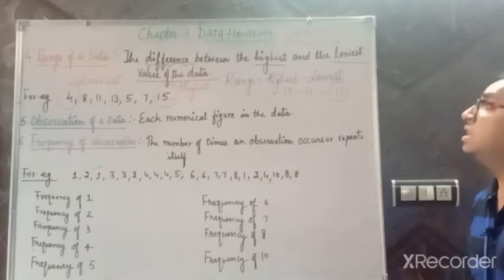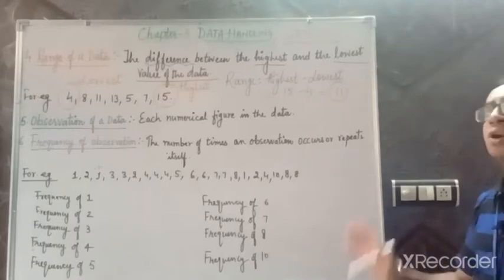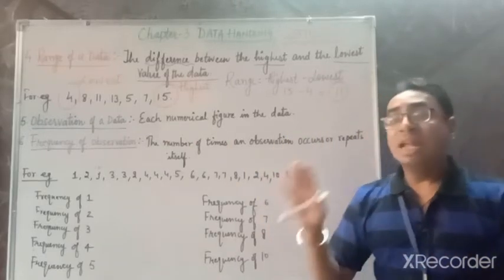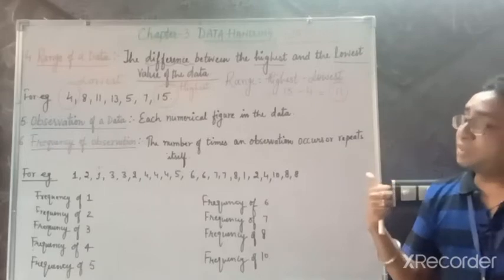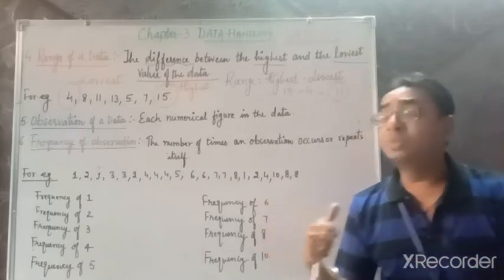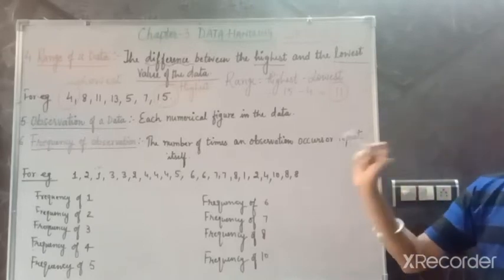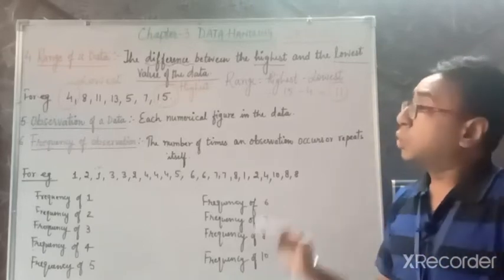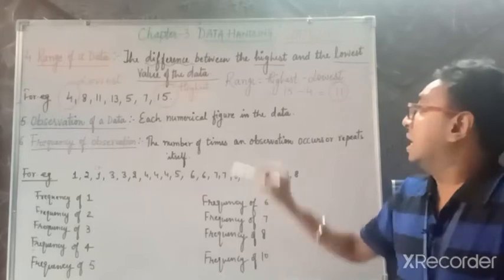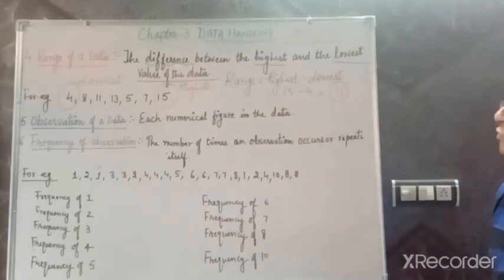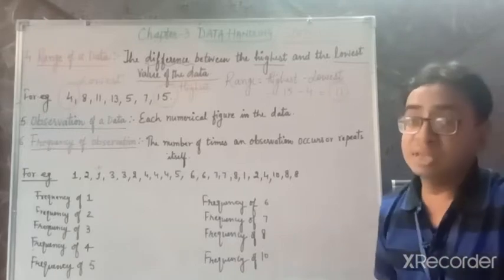Observation of the data: each numerical figure in the data is its observation. So can I say 4 is also an observation, 8 is also an observation, 11 is also an observation, 13 is also an observation, 5 is also an observation, 7 is also an observation, 15 is also an observation. So each numerical figure in the data is called an observation. Clear? Next, frequency of observation.